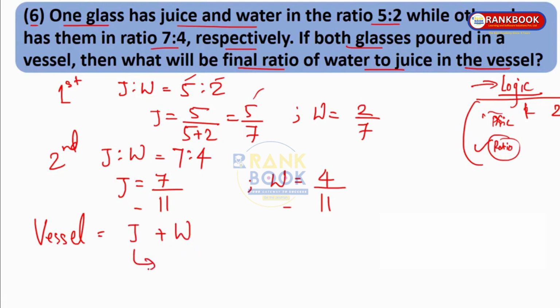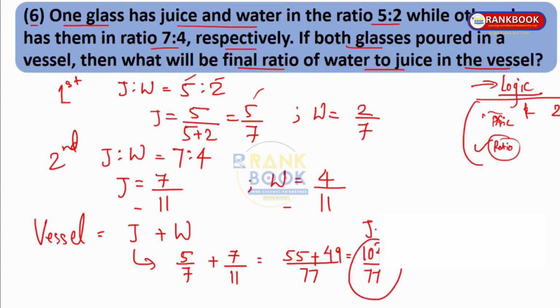What will be the amount of juice in the vessel? It would simply be 5 upon 7 of the first vessel plus 7 upon 11 of the second vessel. What is that? 7 into 11 is 77. 5 into 11 is 55. 7 into 7 is 49. What will we get? 55 plus 49 is 104. 104 upon 77. This is the amount of juice, or the quantity of juice. This is not in liters or anything like that. It is just a calculation of a ratio.